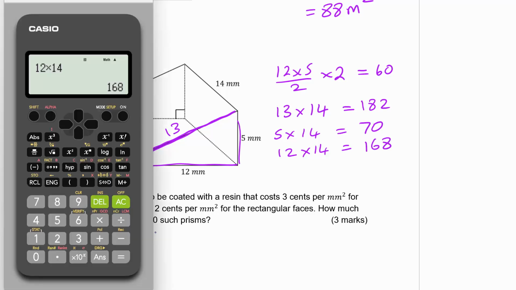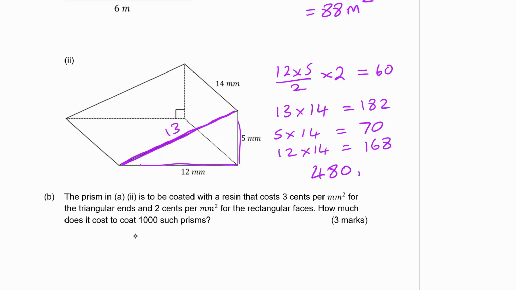And we just need to add all of those up. So 60, add 182, add 70, add 168. And all of that gives me 480 square millimeters.